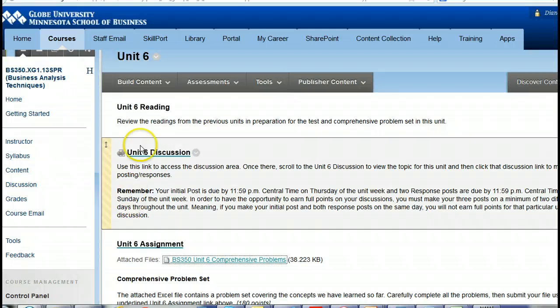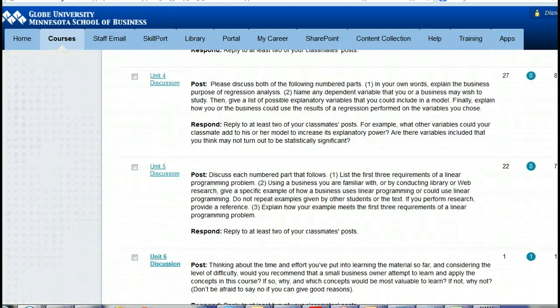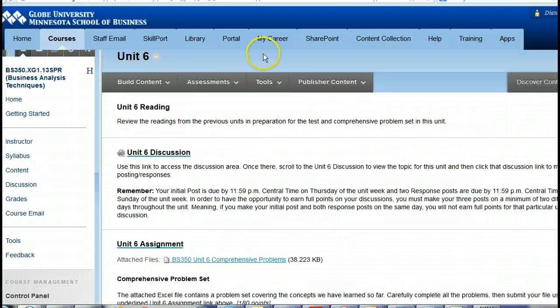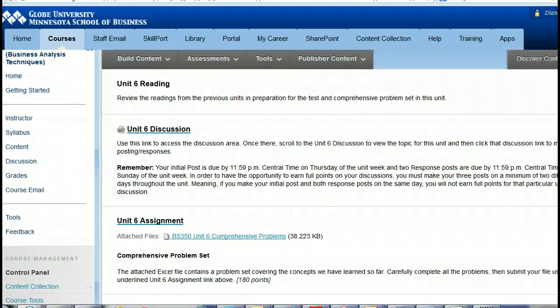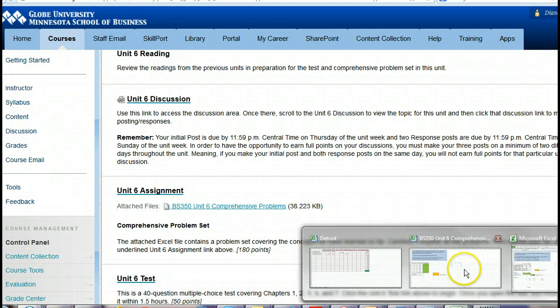So you will have a discussion question this week, and the discussion question is just asking your thoughts somewhat on the material that we've learned so far, so make sure you participate in the discussion. Now the assignment for this week is a set of comprehensive problems that cover all of the material that we've looked at so far. So you'll do one or two problems on various topics that we've covered already. So let's go ahead and take a look at that.